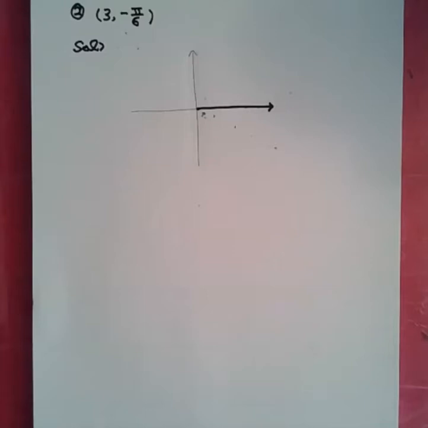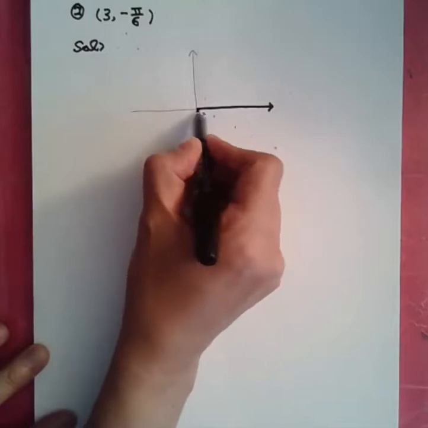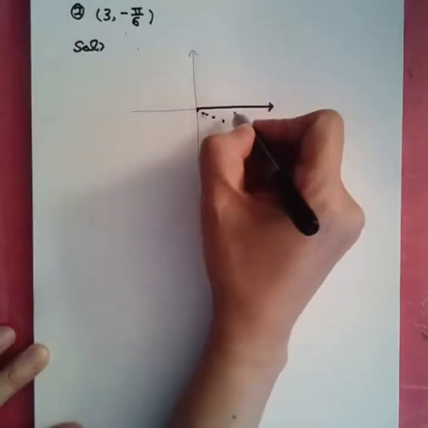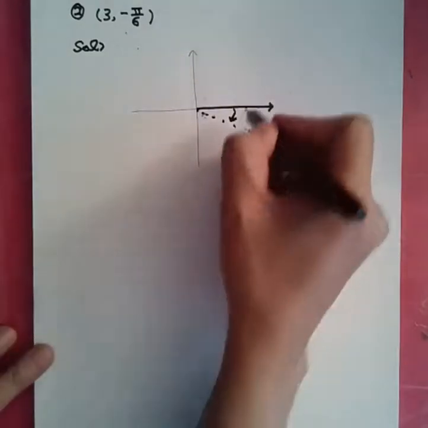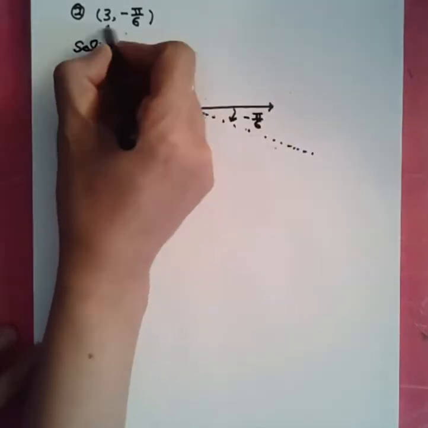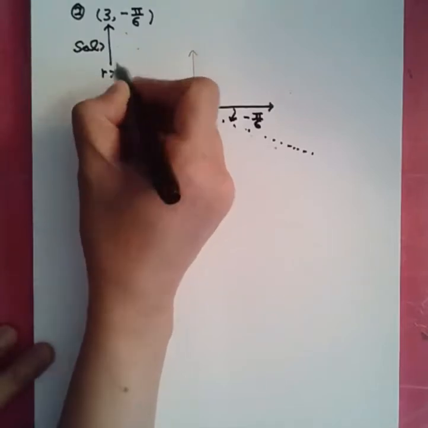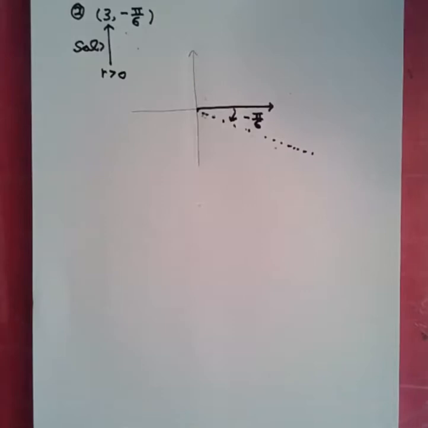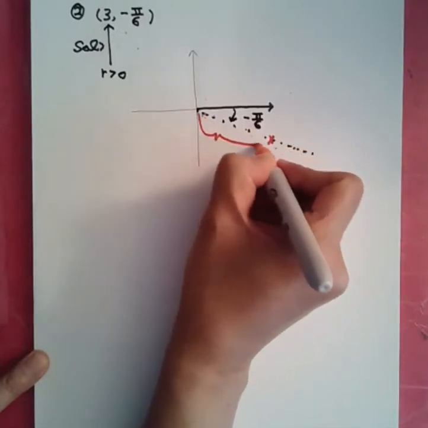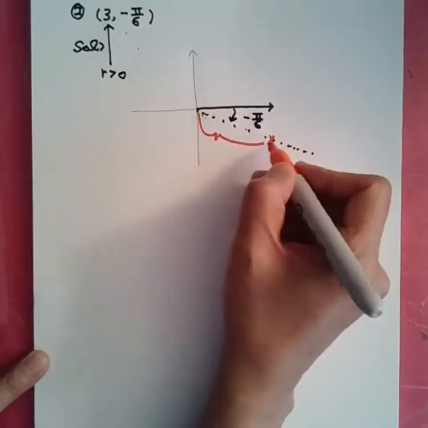In this problem, the polar coordinate is given as 3 and minus pi over 6. Let's locate minus pi over 6. Minus pi over 6 is located in the fourth quadrant. The angle is minus, so we go clockwise. This is minus pi over 6. Then we notice r is positive. Then the point is located on the terminal side of the angle. The distance between the origin and the point is 3.